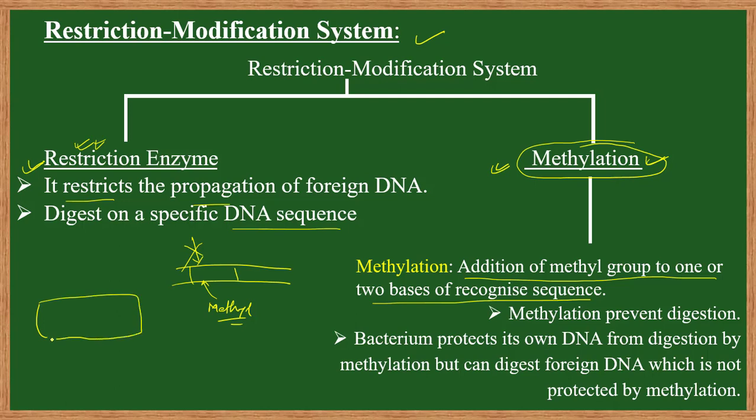Okay, so this one bacterium has restriction endonuclease. Suppose this one is DNA. So how do they protect their DNA? They will attach a methyl group, so this digestive enzyme cannot digest their own DNA. So this is the protection role of methylation.